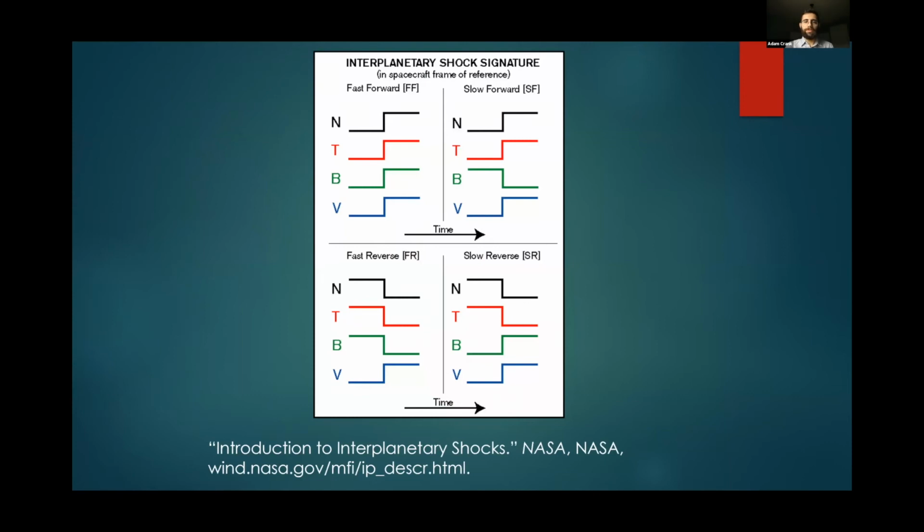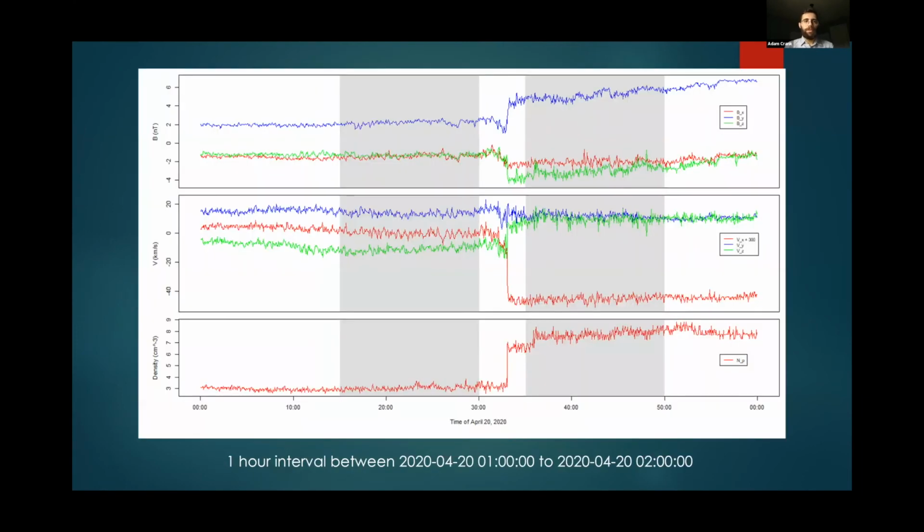This is only the case for a fast-forward shock, shown here in the top right, or top left, sorry. By plotting these variables over time, we can reproduce a case-specific chart that appears similar to this diagram. In this chart, with magnetic field strength at the top, flow speed in the middle, and number density on the bottom, we have these gray regions here. This gray region on the left represents the interval we use to calculate the upstream averages of all these variables. And the one on the right is the interval used to calculate the downstream averages.